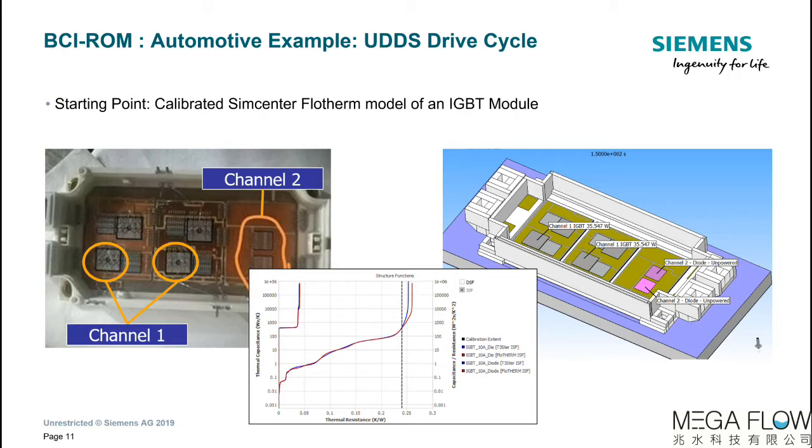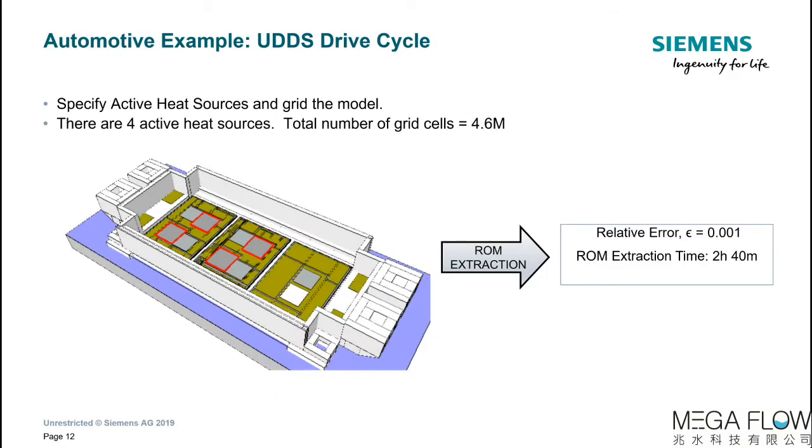Once we have that, the process is to specify which heat sources are active and add a reasonable grid to the model. So in this case, we're going to be working with 4 active heat sources, and the total number of grid cells was 4.6 million. So using the BCI ROM Extraction command, using the default settings, so a relative error of 0.001, to create the BCI ROM took 2 hours and 40 minutes.